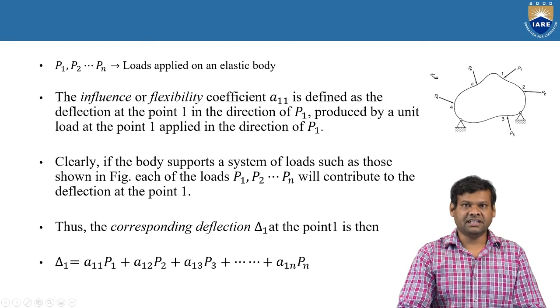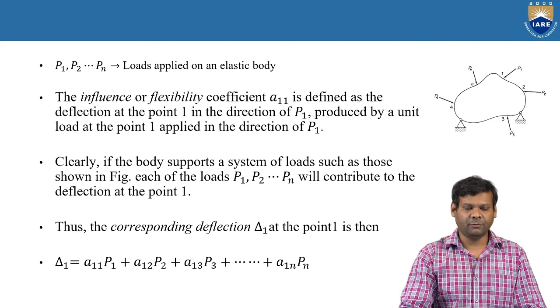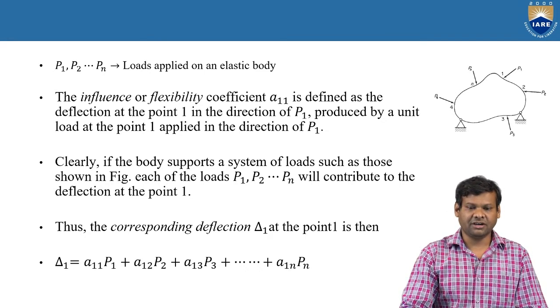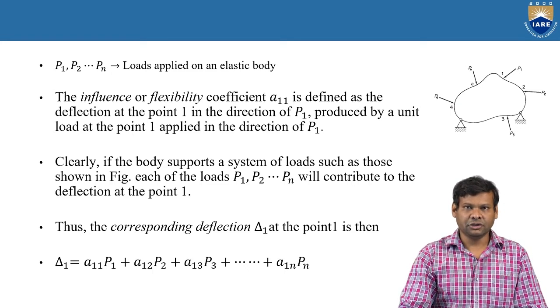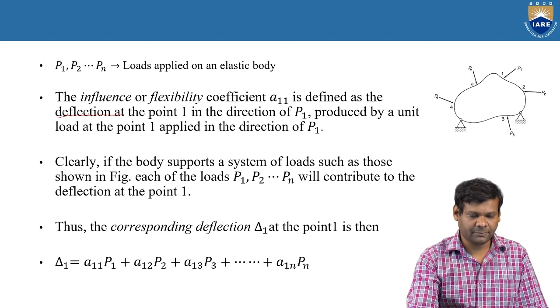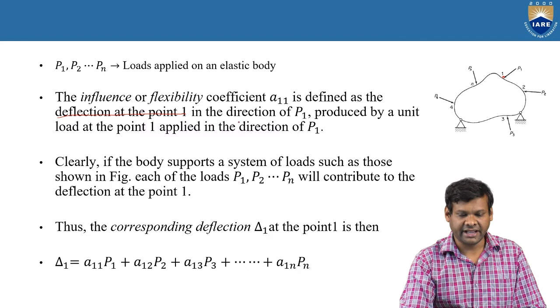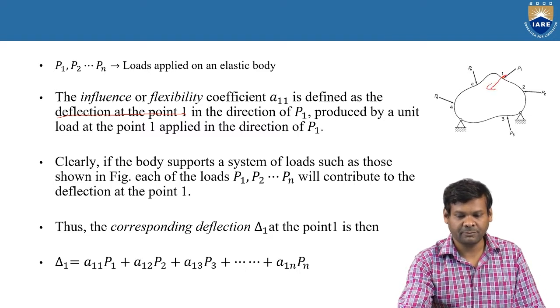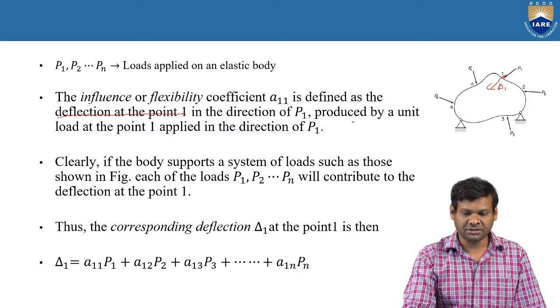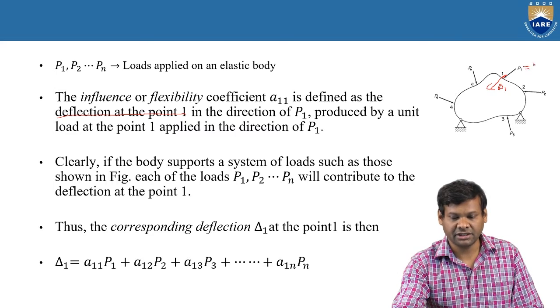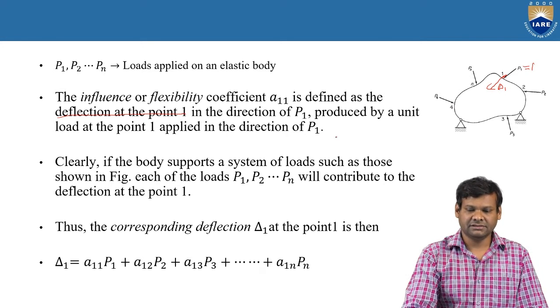Now instead of one load, we are going to apply n number of loads at n number of points. Say P1 to Pn are the n loads acting on the linear elastic member. We are going to define a new term called the influence coefficient or flexibility coefficient. A11 is the deflection at point 1 in the direction of P1 produced by a unit load at point 1 applied in the direction of P1. That is, P1 can be considered as a unit load of 1 applied in the direction of P1. This is the influence coefficient.